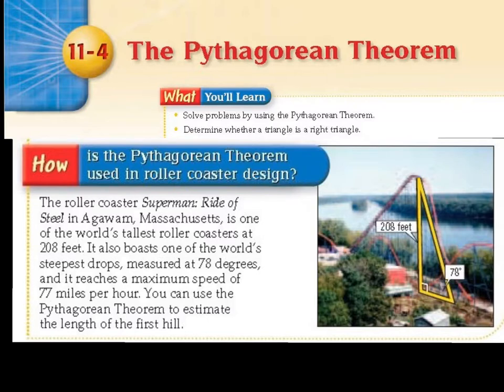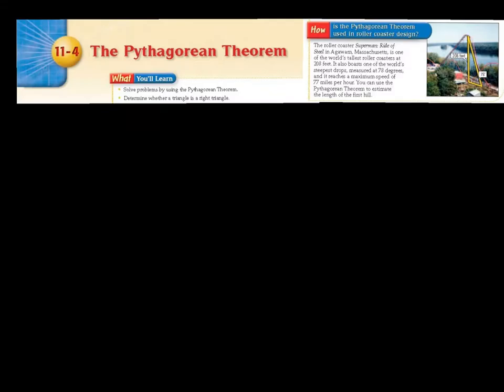You can use the Pythagorean theorem to estimate the length of the first hill. Of course, we'd need to know the length from here to here to use the Pythagorean theorem. I could use a trig ratio with what they gave us.